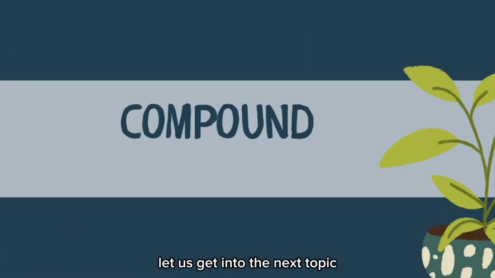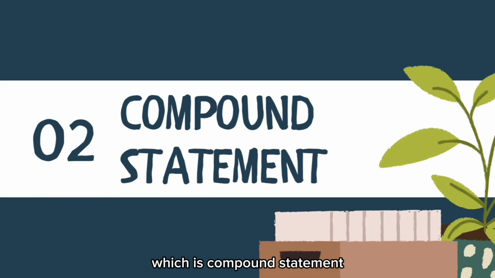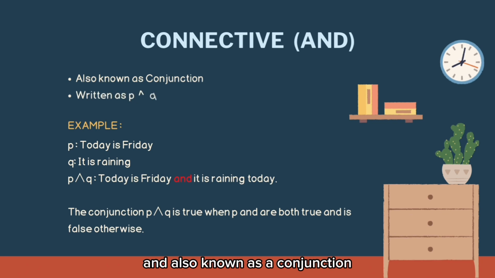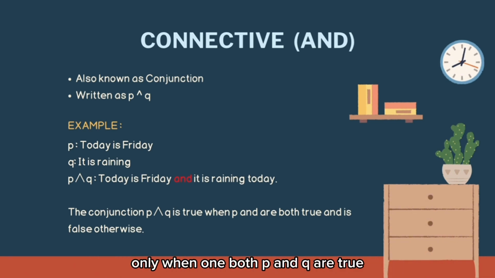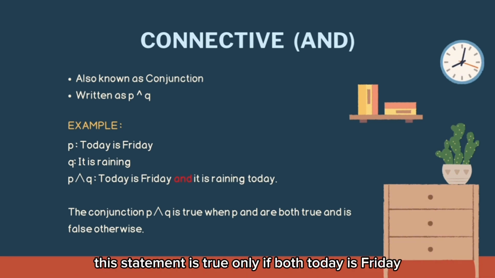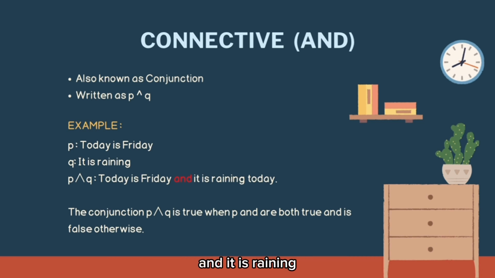Now, let us get into the next topic, which is compound statement. We will explore the logical connective AND, also known as a conjunction. It's written as P ∧ Q, and it combines two statements in such a way that the conjunction is true only when both P and Q are true. For example, P is today is Friday, Q is it is raining. Conjunction P ∧ Q represents today is Friday and it is raining today. This statement is true only if both today is Friday and it is raining.